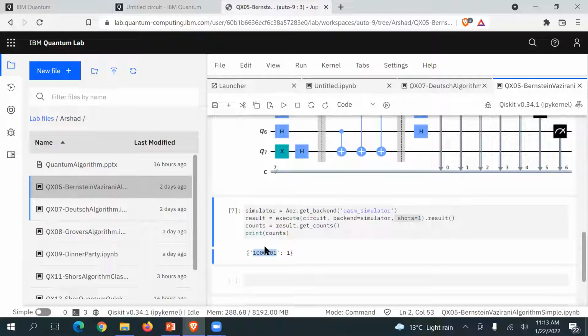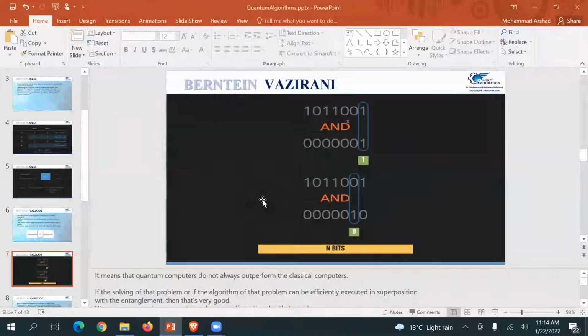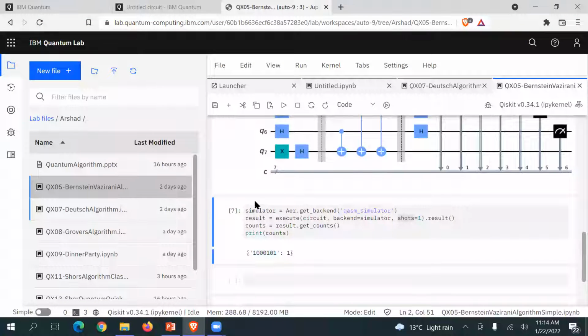Correct. So just understand that with a normal, mathematical approach, it took 2 to the power of 7 guesses, and with the classical computer approach, it requires at least 7 operations to perform this. But with quantum computing, it only takes one shot with 7 qubits, and we are able to guess the right number. Correct. So this is the Bernstein-Vazirani algorithm.